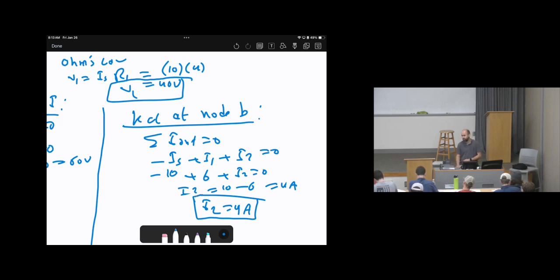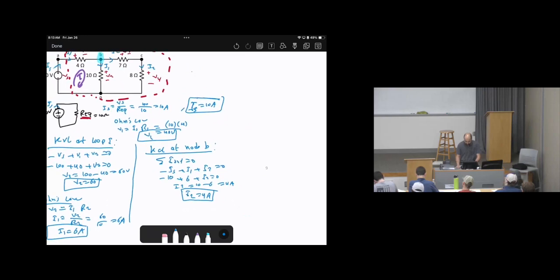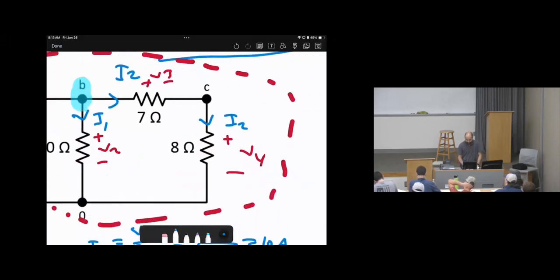We just calculated I2. What else do we need to do after calculating I2? Go back to the circuits. We still need to know V3 and V4. How can we find them? Ohm's law on each one, right?